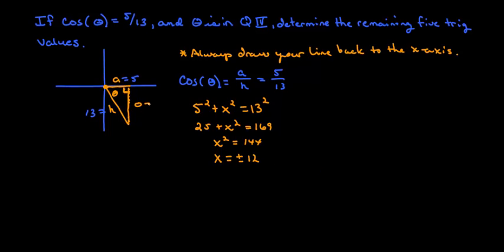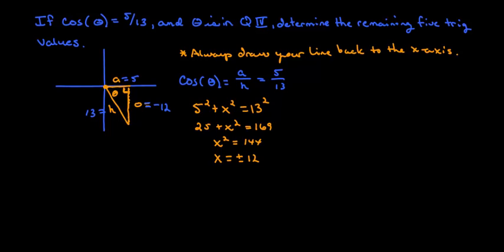So that means this side length is equal to either a positive 12 or a negative 12. But notice that we went downward here, so this is going to be negative 12. I should also note, when you draw these triangles out, the hypotenuse is always a positive value, so I'd never put a negative 13 here. So the only things that are going to be negative are your adjacent side or your opposite side. It depends on which quadrant you're in. Okay, so that's where I get the negative 12 from.